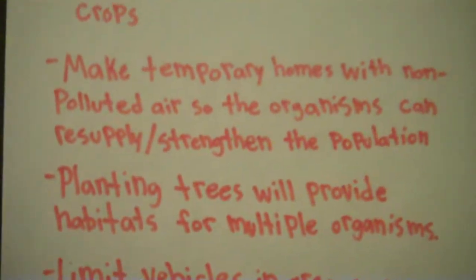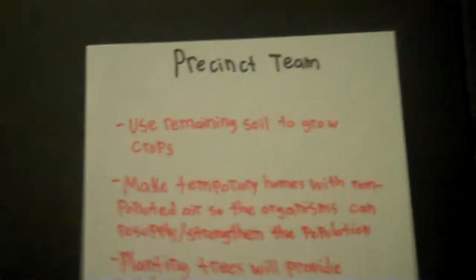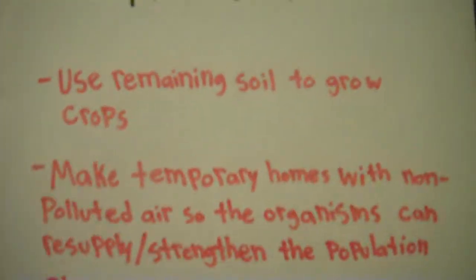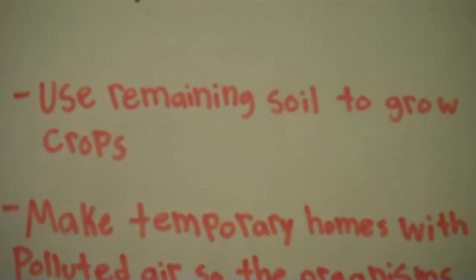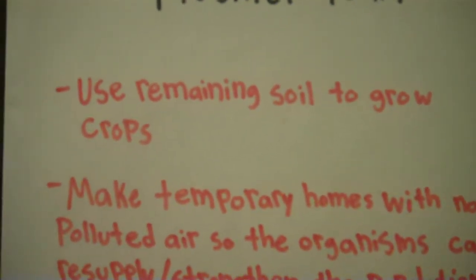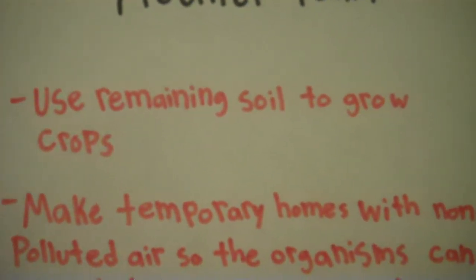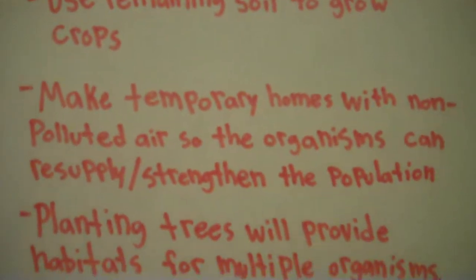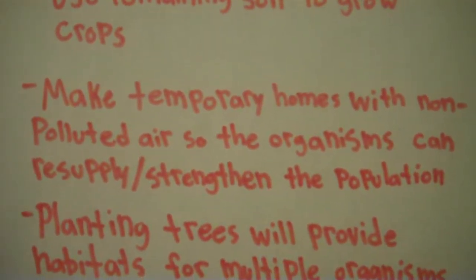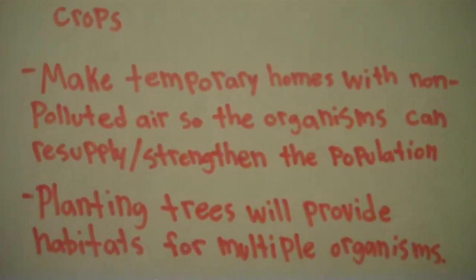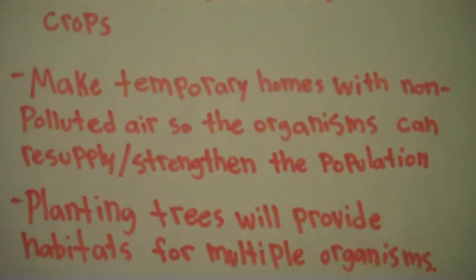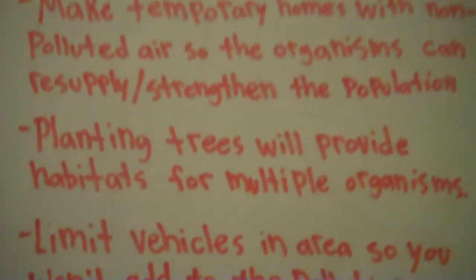Alright, and the precinct team, we're going to need to change this to help support the Mojave Desert. We need to use the remaining soil, if any, to grow some crops to help restore some food sources. And we make temporary homes with non-polluted air so the organisms can resupply and strengthen the population.